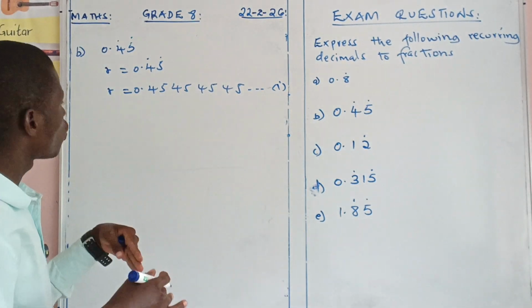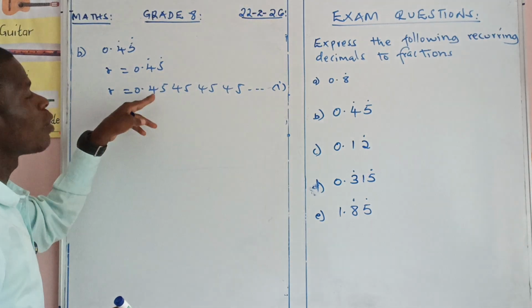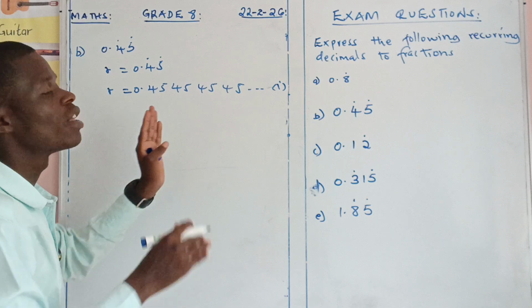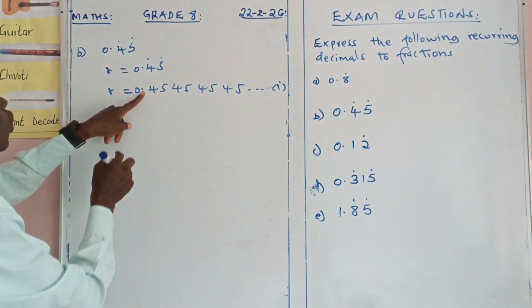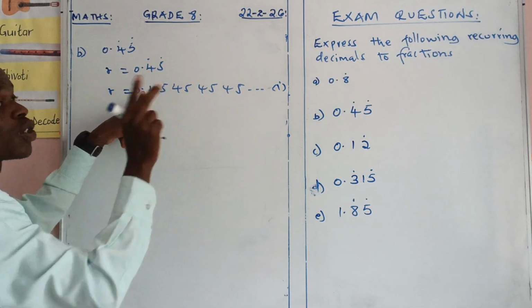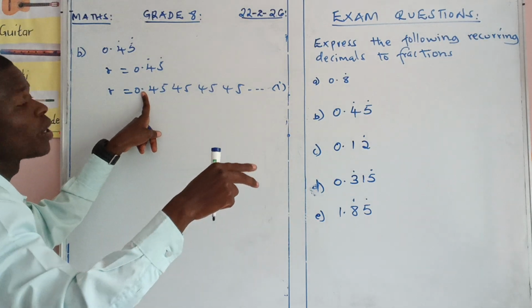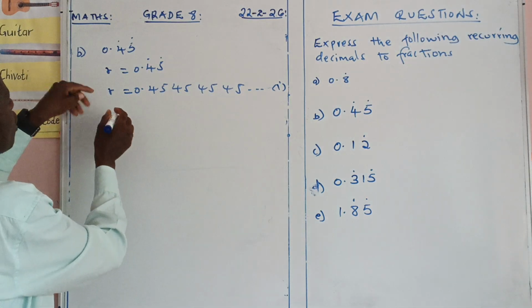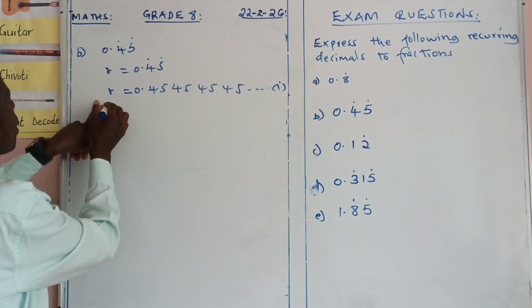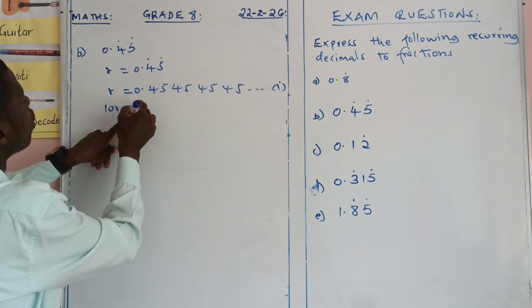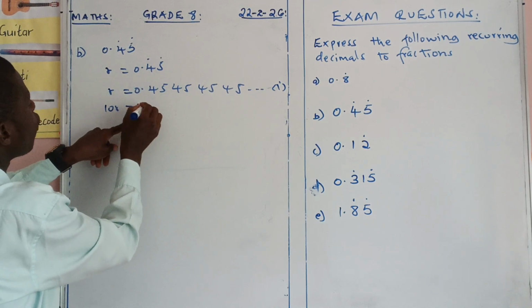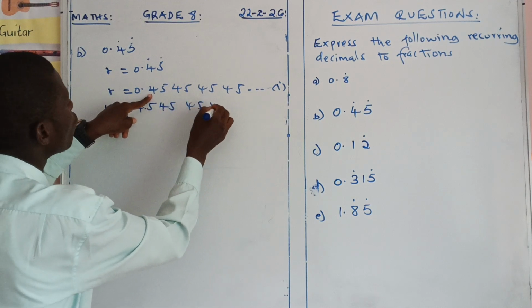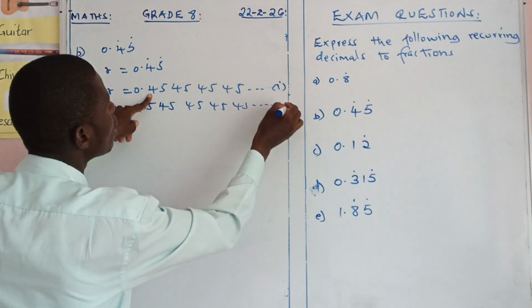So the second equation, we need to multiply. What do we need to do to eliminate the recurring digits on the right-hand side of the decimal point? We need to find two equations that, if we subtract, we get 0 on the right-hand side of the decimal point. So if we multiply here by 10, we have 10r is equal to 4.5, and then we remain with 4, 5, 4, 5, 4, 5, 4, 5. This is our equation 2.